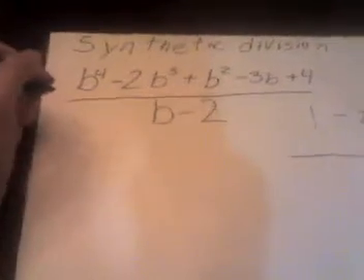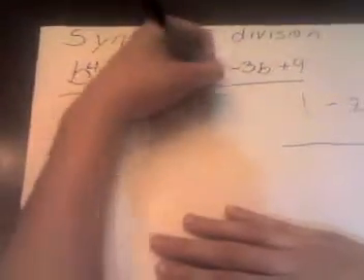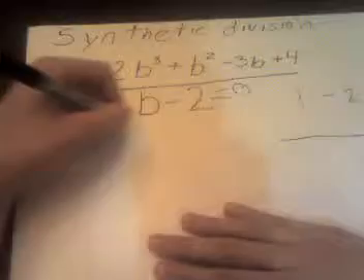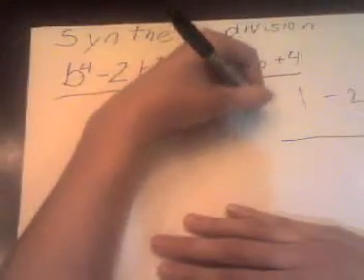So b minus 2, so you set that equal to 0, and so add 2 to both sides, and so you get b equals 2. And you take that 2 and you put it in the box.